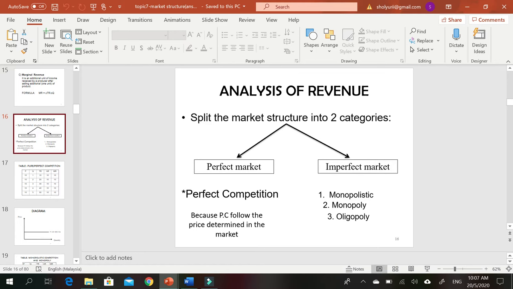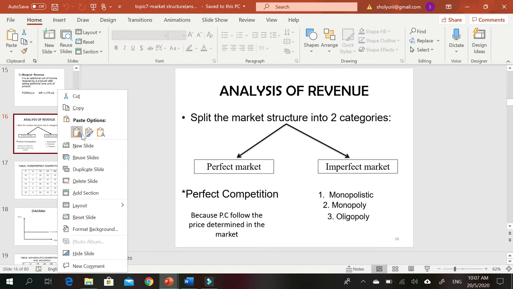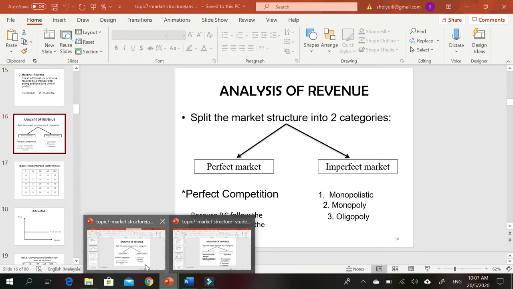And aside from that, other market structures, which are the monopolistic, monopoly and oligopoly, belong to the category of imperfect market, in that they don't follow the price determined in the market. Okay, are you okay with that? Alright, so I'll change this one.